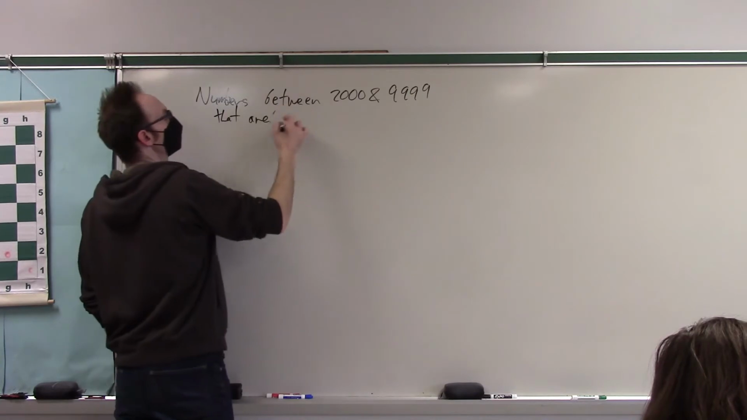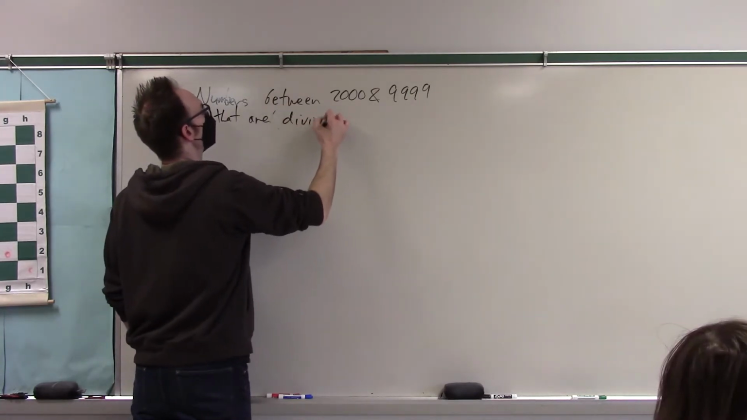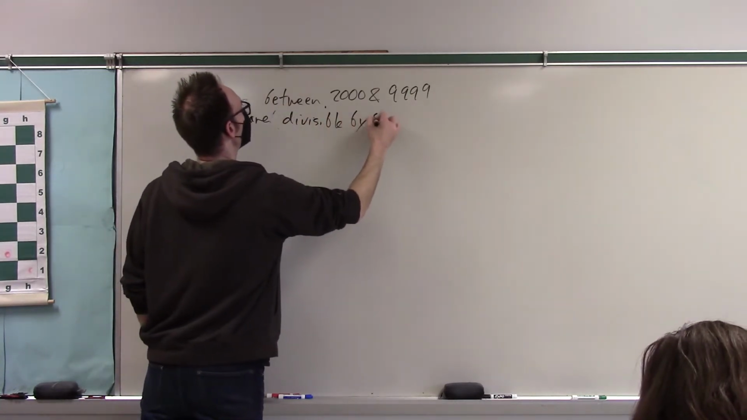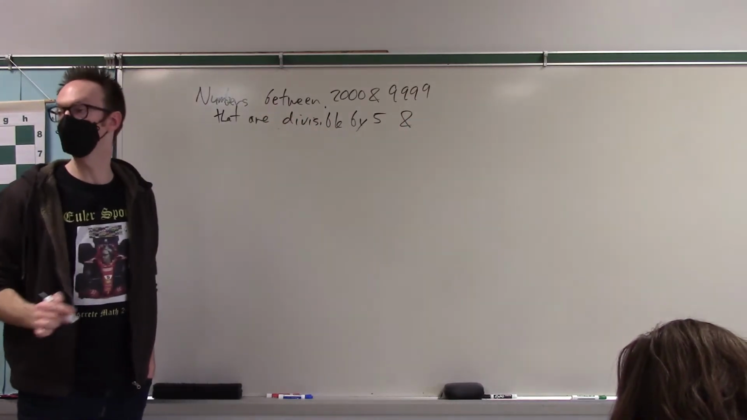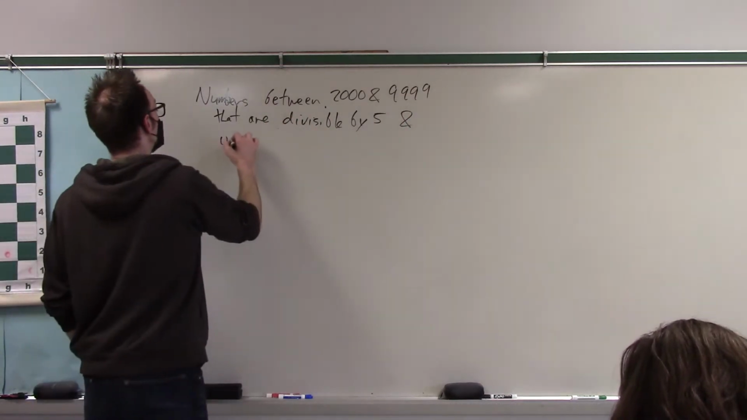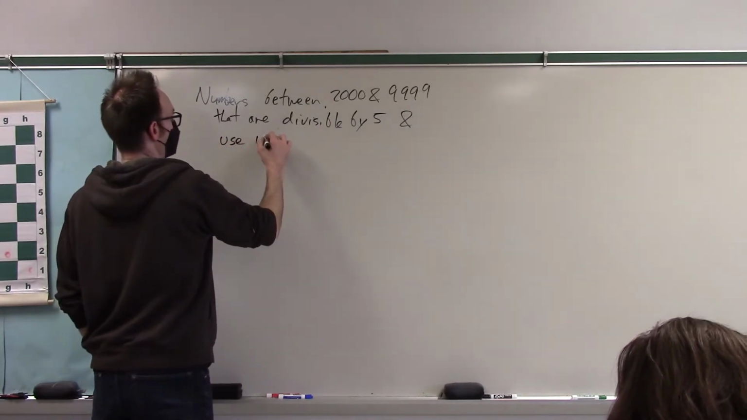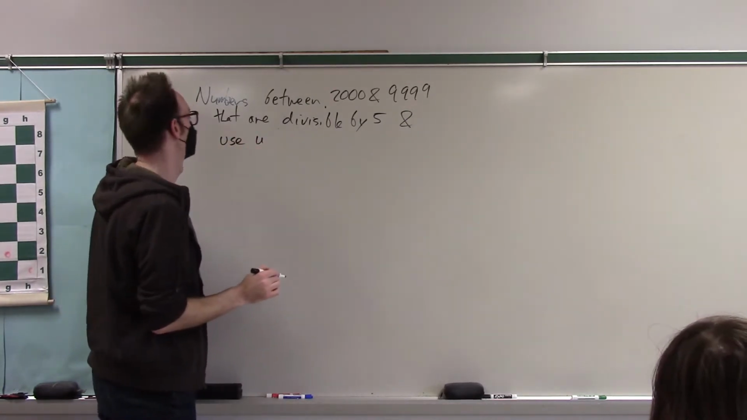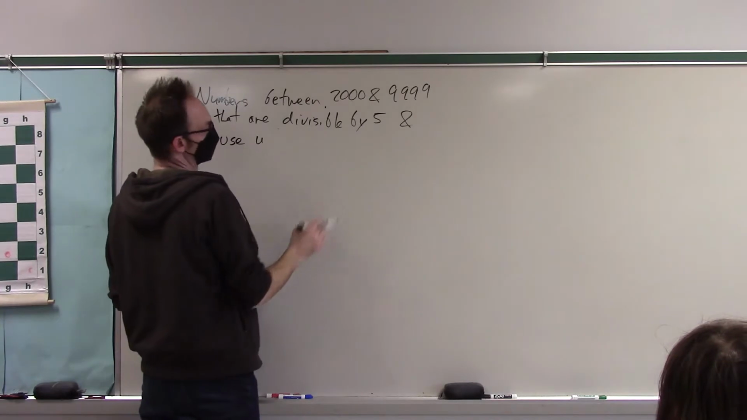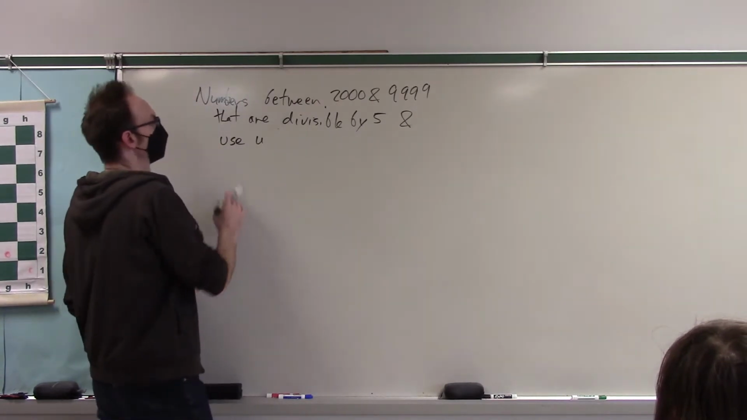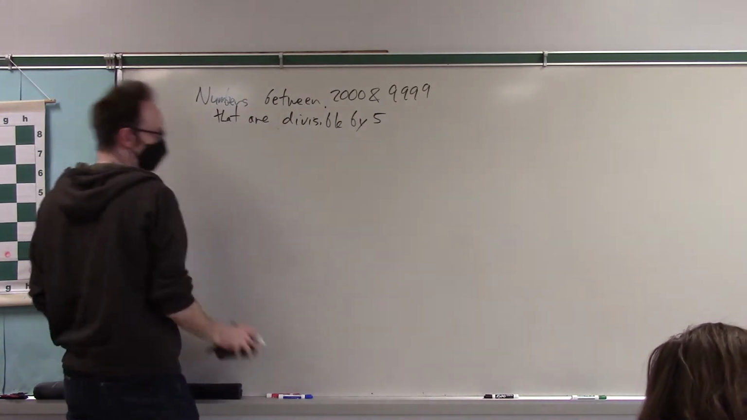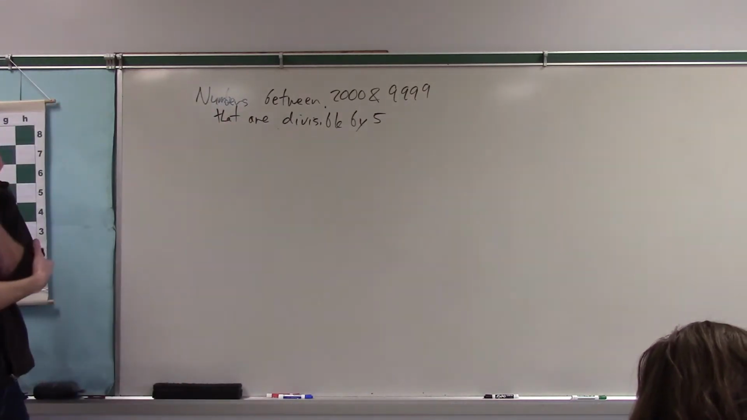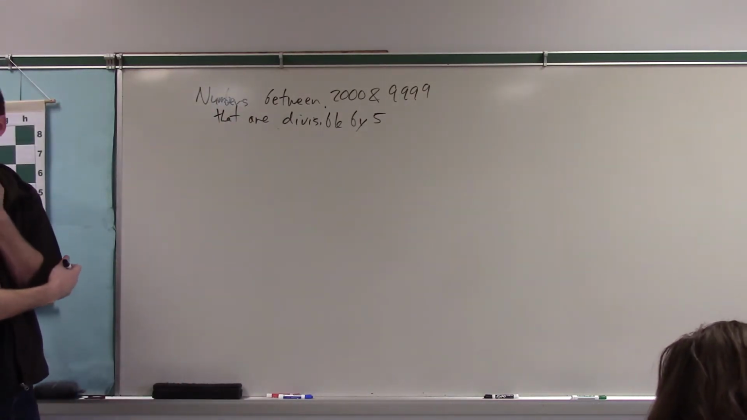Divisible by 5, and use unique digits. Actually, this might be too hard. Let's just take off the unique digits part. That's better. How many numbers are there between 2,000 and 9999 that are divisible by 5?